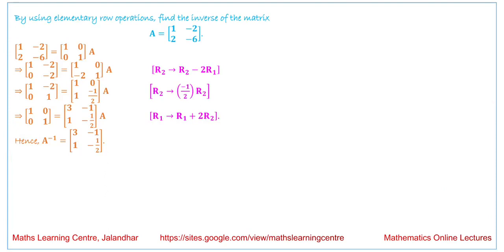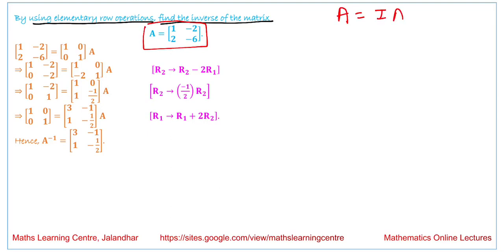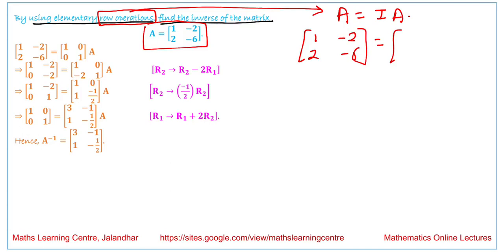So first is, by using elementary row operations, find the inverse of the given matrix. What we have to do is write A is equal to I into A. Why have we written it in this form? Because we have to apply the row operations. It means we write the matrix 1, minus 2, 2, minus 6, is equal to 1 0 0 1 into A.